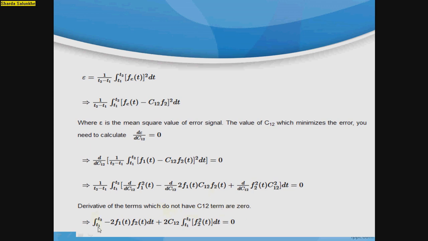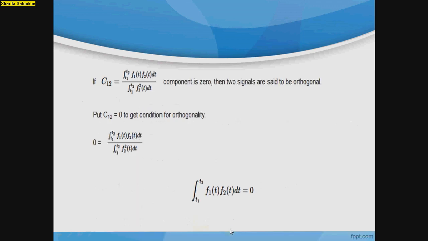So integration over the period t1 to t2, constant term minus 2 f1(t) f2(t) dt plus 2 c12, this is the constant term, integration over the period t1 to t2 of f2 square of t dt, that is equal to 0. So c12 is equal to integration over the period t1 to t2 of f1(t) f2(t) dt divided by integration over the period t1 to t2 of f2 square of t dt. If the component c12 is 0, then the signals are said to be orthogonal.